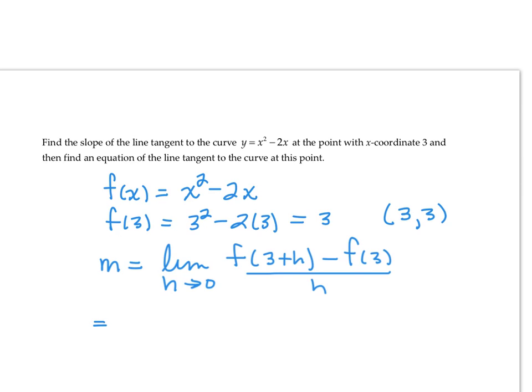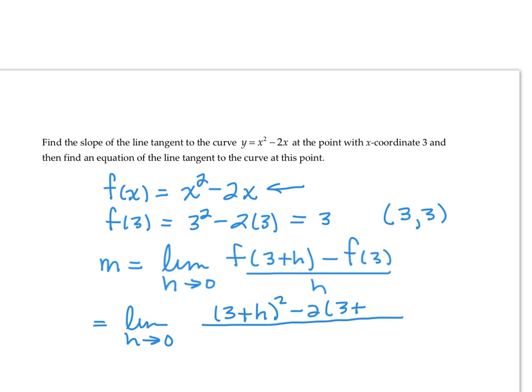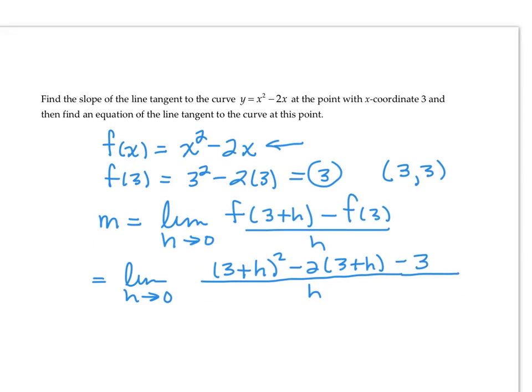Well, f of 3 plus h I get by replacing every x in the formula for f of x by 3 plus h. So what does that look like in this case? Well, we've got x squared, which becomes (3 plus h) quantity squared, and then minus 2 times x, which becomes 3 plus h. So that's f of 3 plus h. And then we subtract f of 3, which we've already calculated right here. And again, all of this is divided by h.